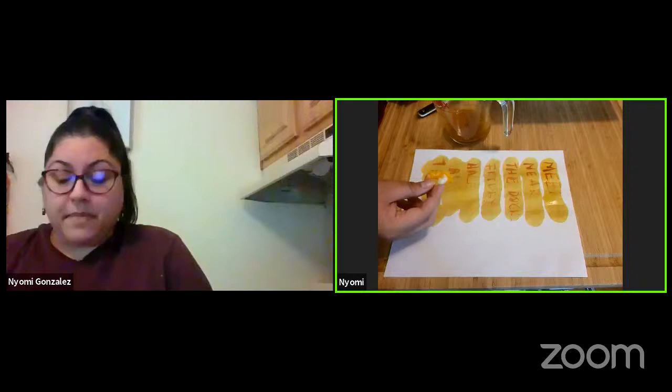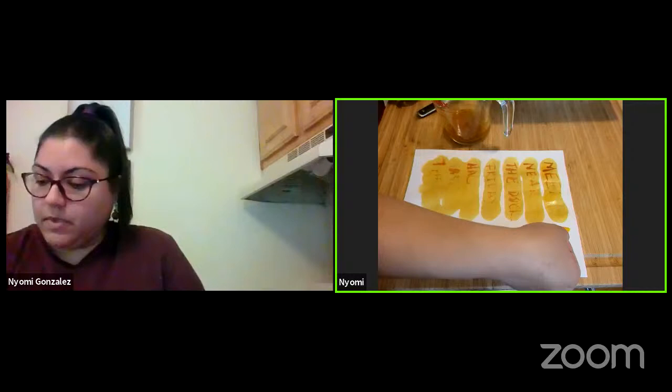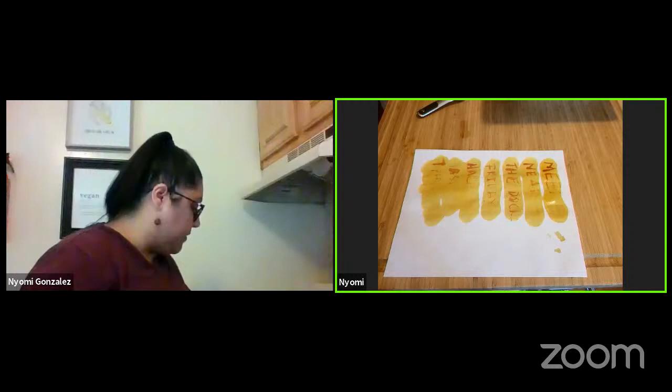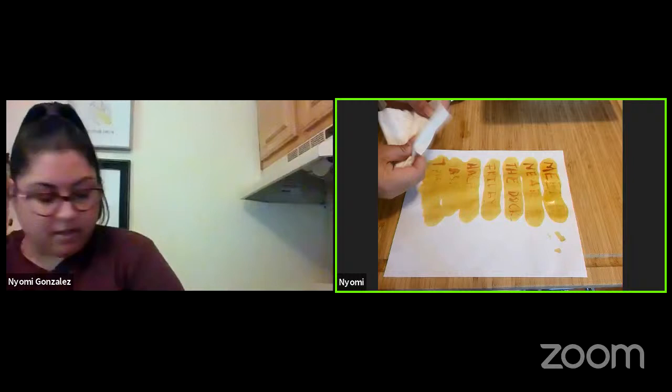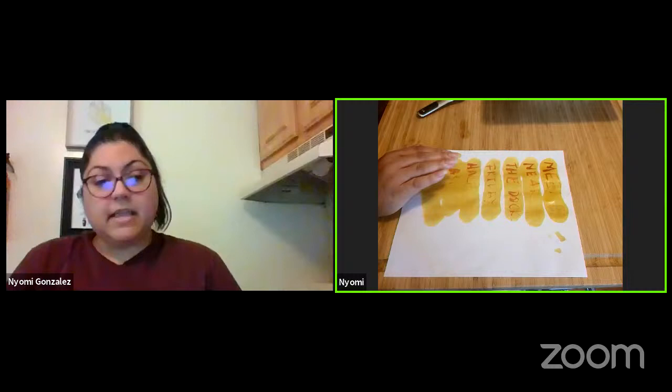Now, what happened here was that we had a chemical reaction. So let's move this. Make sure we throw this out. Try not to drip on anything. I'm going to try and get some of the yellow out of my fingers there. So what happened was we had a chemical reaction between the baking soda and the rubbing alcohol.